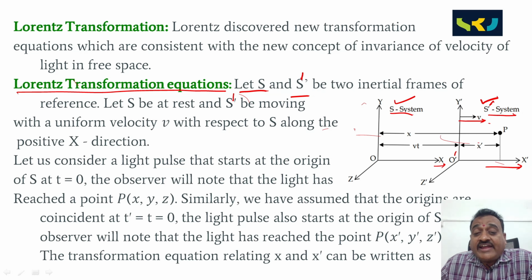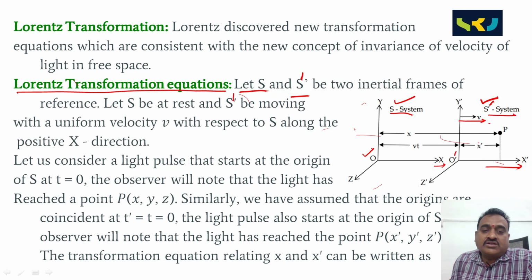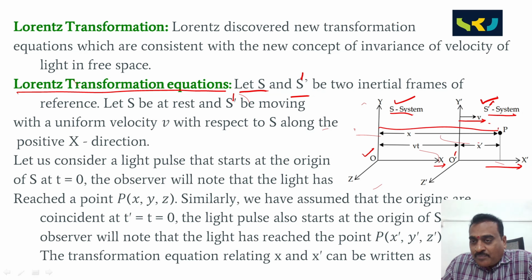So, let us consider a light pulse, any light or torch light, anything. Let us take a light pulse that starts at the origin O. Imagine the light pulse starts at the origin O in the S system. The observer will note that the light has reached a point x, y, z. From the origin, the light moves and reaches a point P, so at the point P the coordinates are x, y, z.